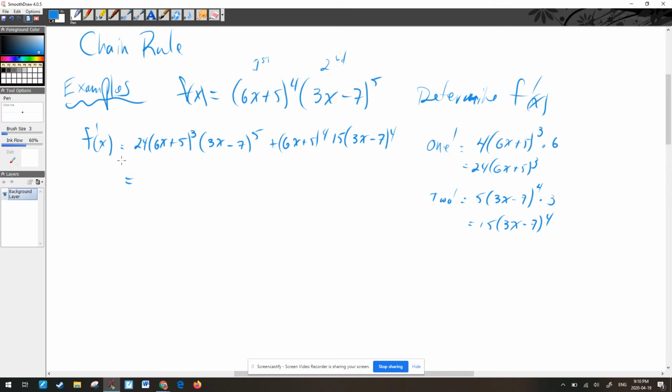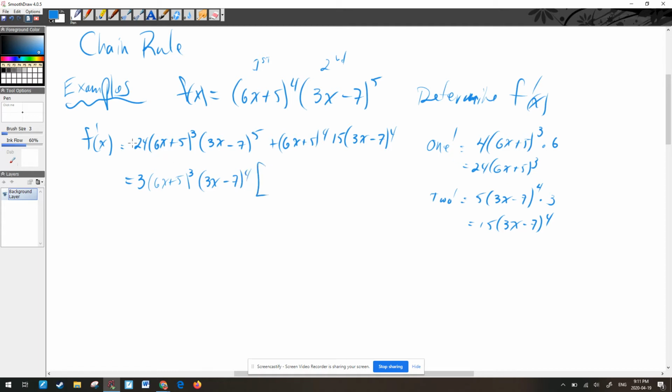Okay. It's not often this piece that trips students up. It is the factoring and simplification. So we're going to look for all of our greatest common factors. So 24 and 15 is a greatest common factor of 3. So I can pull out a constant of 3. They both have 6x plus 5. This one has 3 of them. So we're going to get 6x plus 5 cubed. And they both have 3x minus 7s. This one has 4 of them as our limiter. So 3x minus 7 to the fourth.